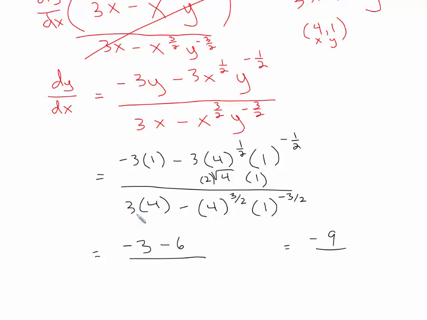On the bottom, we have 3 times 4, that's 12. Minus 4 to the 3/2 power, that's the square root of 4 cubed. Square root of 4 is 2. 2 cubed gives us 8. And 1 to the negative 3/2 power is just 1. So we have 8 times 1 right here, which is 8. So 12 minus 8 is 4. So our slope at the point 4, 1 is negative 9 over 4.